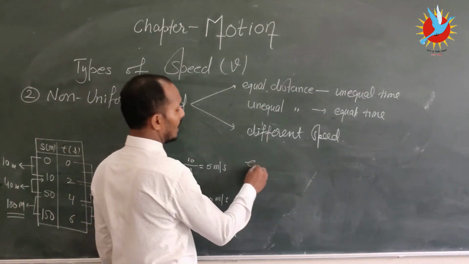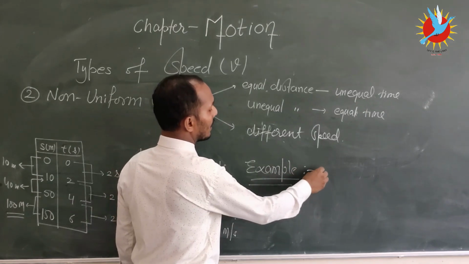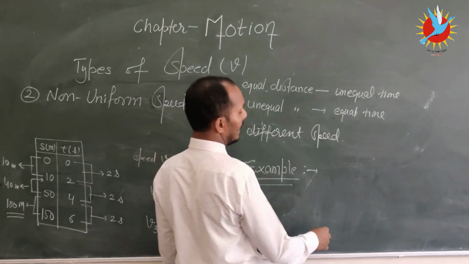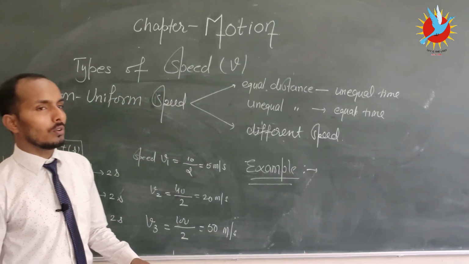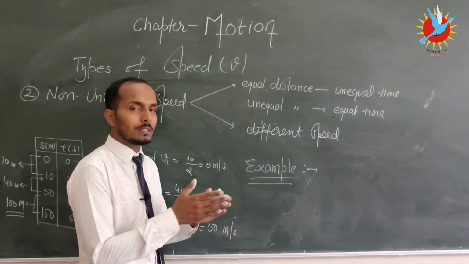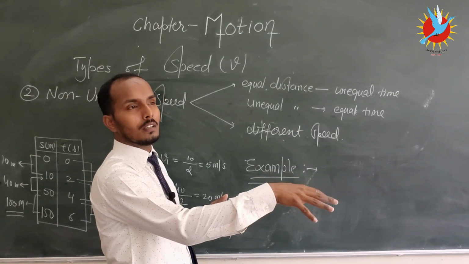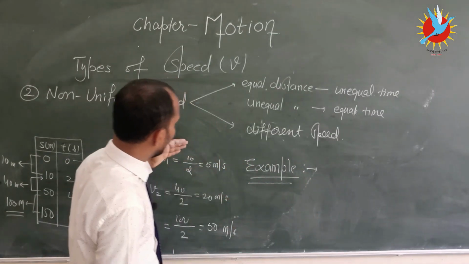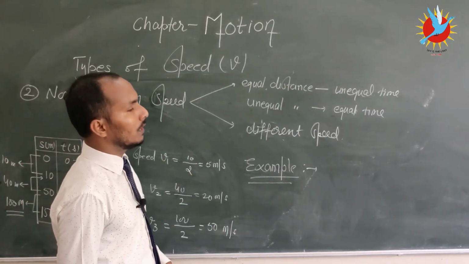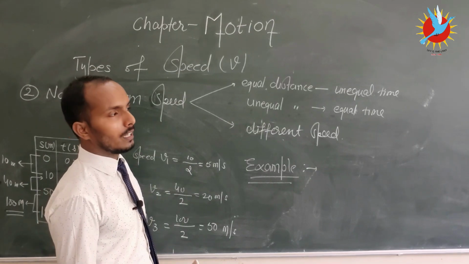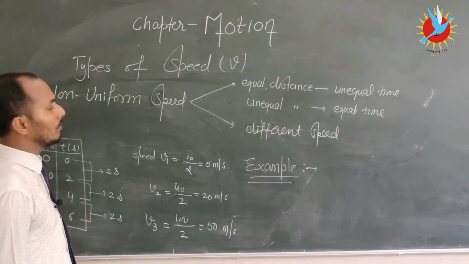What is its example? When you drive a vehicle in a traffic area, you find that your speed sometimes decreases, sometimes increases, and sometimes you come to rest. So there is different speed. The motion of a vehicle in traffic is a good example of non-uniform speed.